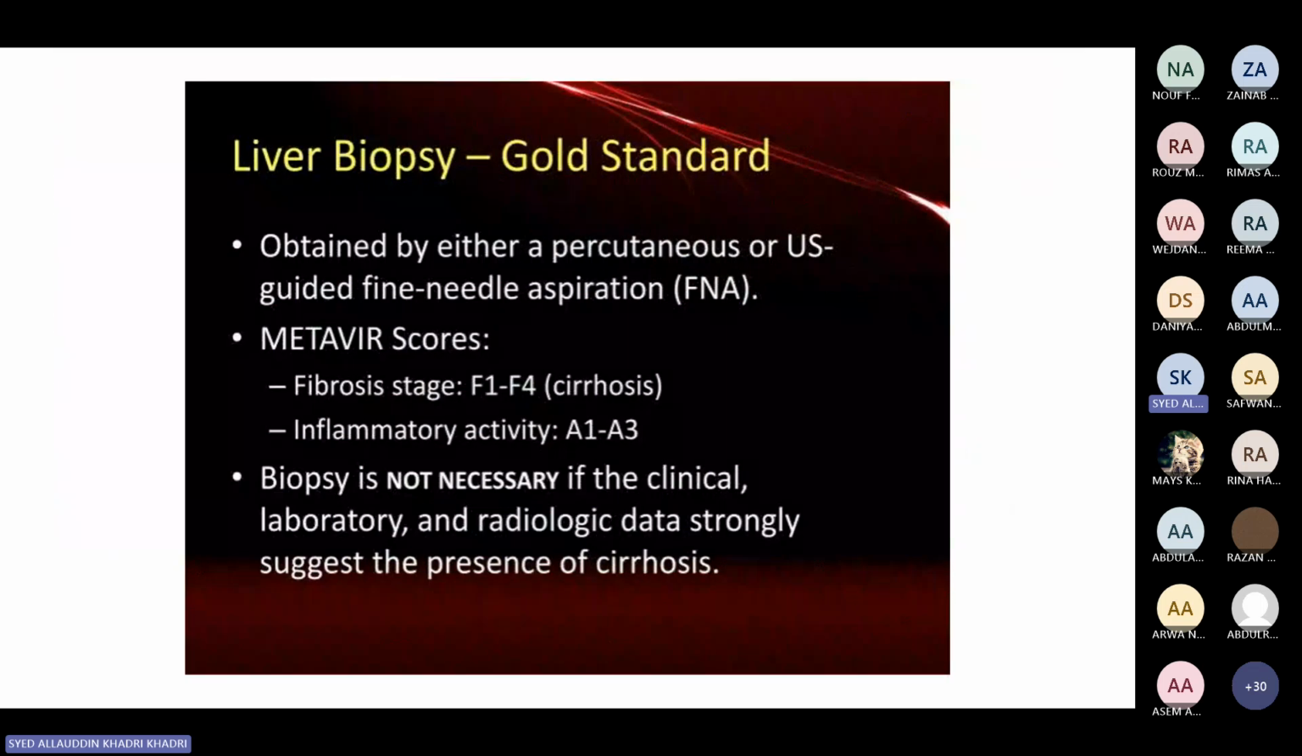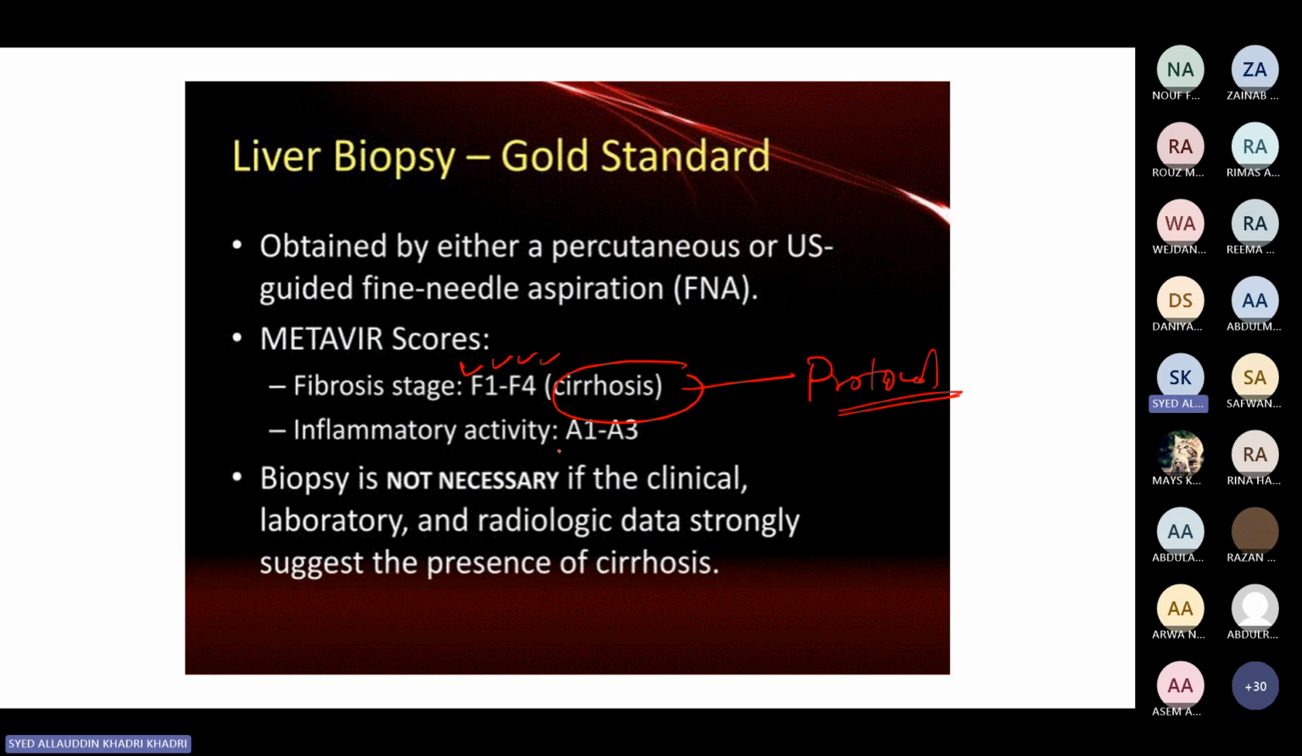So this, I just put it as a gold standard: liver biopsy, obtained either percutaneously or by ultrasound-guided fine needle aspiration. You have to go and learn in the King Fahd Hospital. Those people are very good. What they do is staging, F1, F2, F3, F4 cirrhosis. Accordingly, there's a protocol of treatment, what they give with the interferons, and inflammatory activity A1, A2, A3, and accordingly they give the interferons according to the staging. We call it metabolic scores. This can be useful for you in the SMLE examinations.